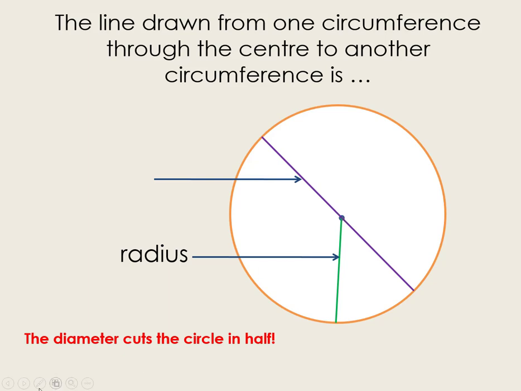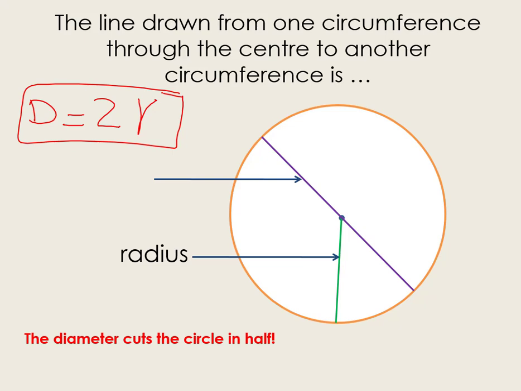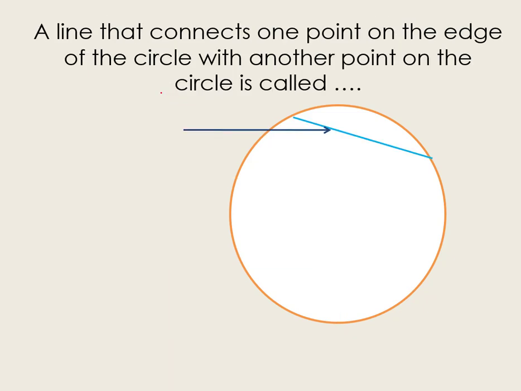And a very important note here, that the diameter equals double the length of the radius. So we can say that D equals 2 times R, or 2R. We don't write times. Okay, so the diameter equals double the length of the radius.